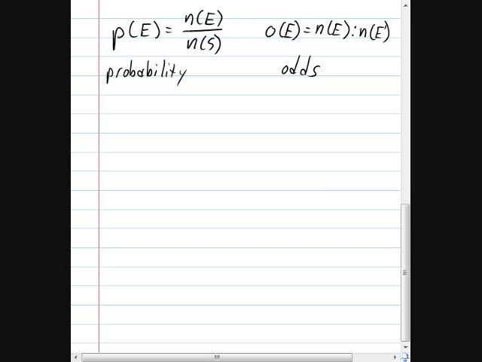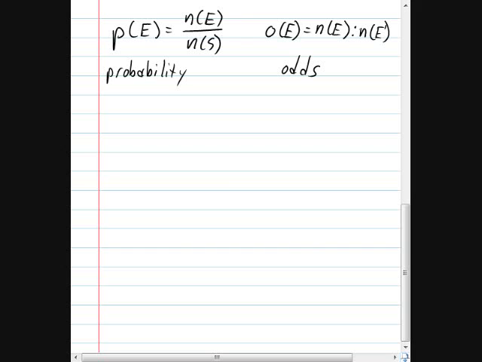Another way to represent the same information is to give the odds of an event occurring. The odds of an event occurring are given as the number of ways the event can occur, colon, the number of ways that the event will not occur, so the number of elements in the complement of the event.